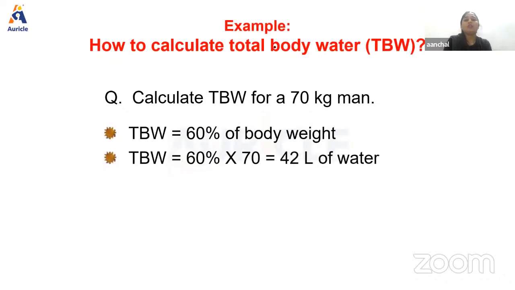Now, how to calculate total body water? Here is an example of how we can calculate it for a man who is 70 kg. Total body water is equal to 60% of body weight. So 60% of 70 will be 42 liters of water content present inside the body of a person who is 70 kg.